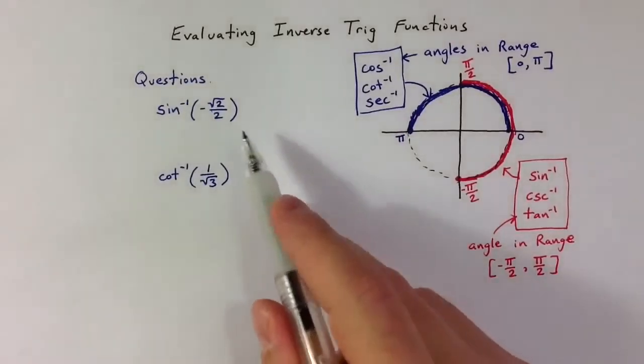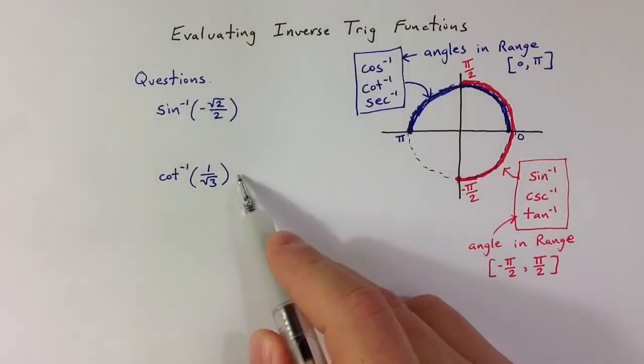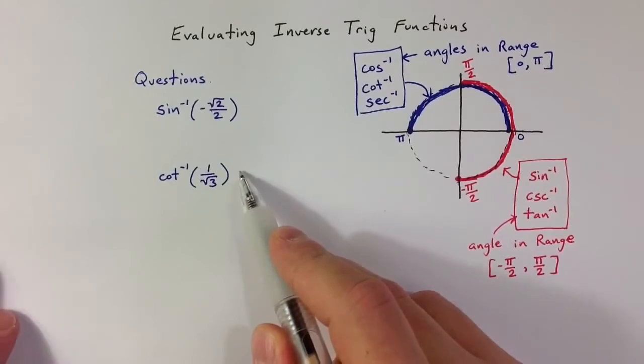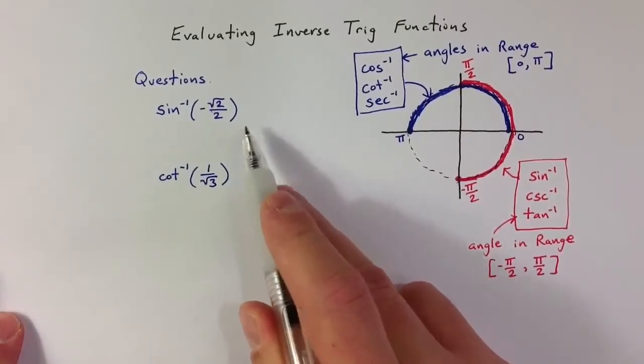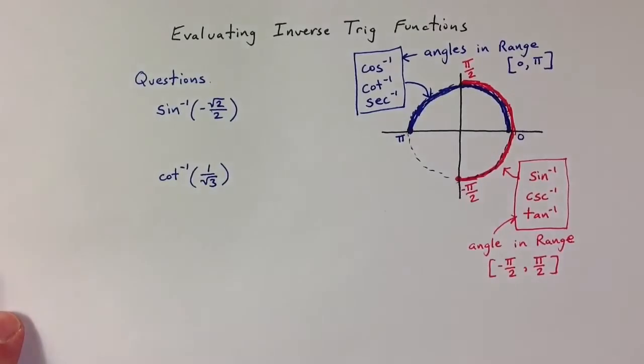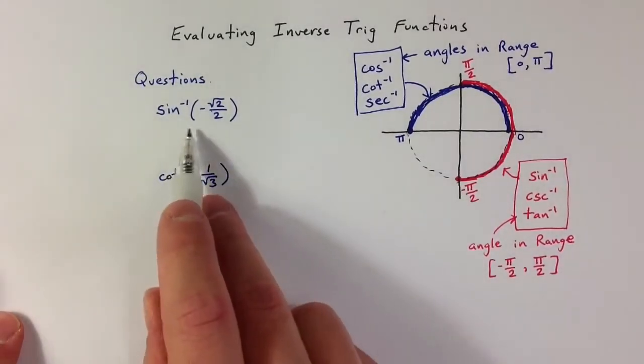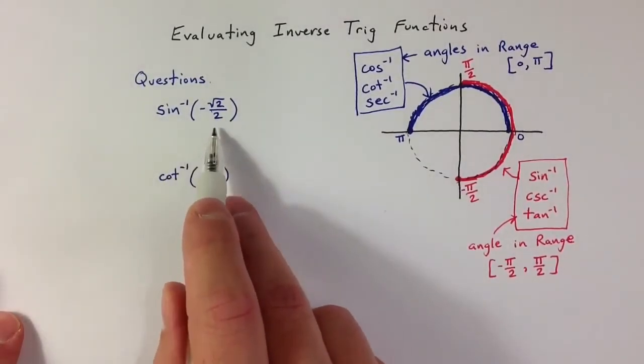I hope you took a few minutes to work on the problems that were posed at the end of the previous video. Let's take a look at how we can evaluate the inverse trig functions and find angle measures that equal the expression given. For sine inverse of negative square root of 2 over 2, two things come to mind.